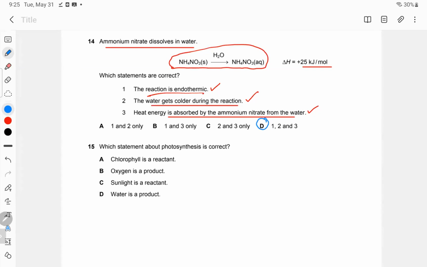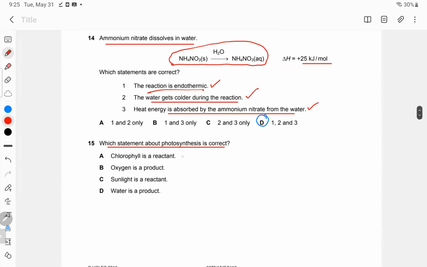Which statement about photosynthesis is correct? Chlorophyll is a reactant. No, chlorophyll is the place where the reaction takes place. So A goes wrong. Oxygen is the product. Yes, it is correct, but let me look at the other options as well. Sunlight is a reactant. No, it is a condition. Water is a product. No, water is a reactant. So we marked A, C, and D wrong. It means B is our correct answer.